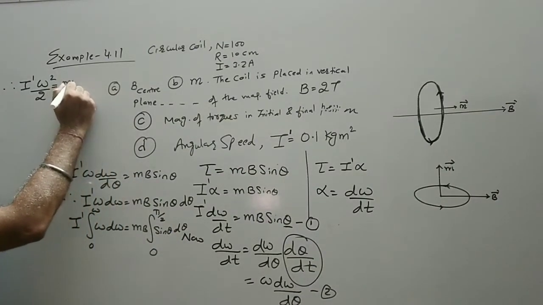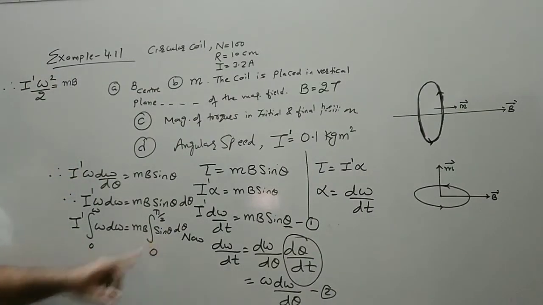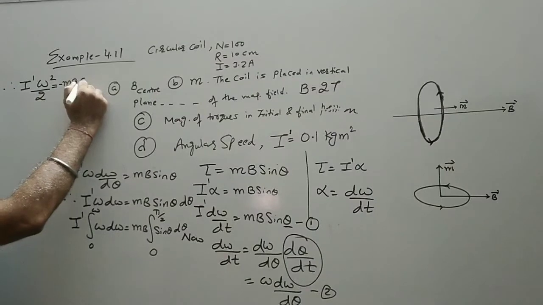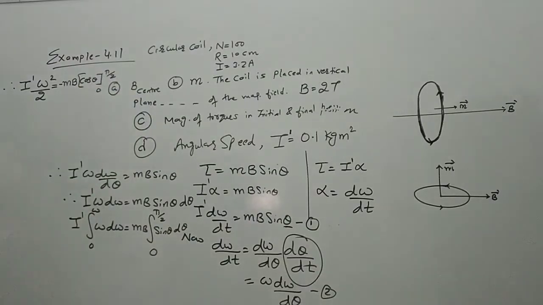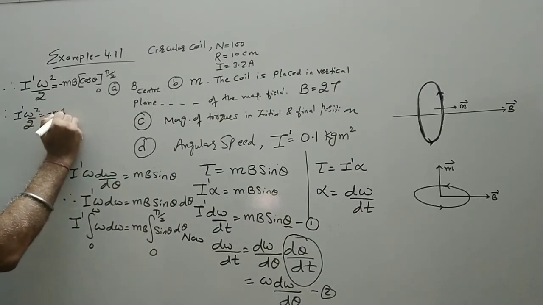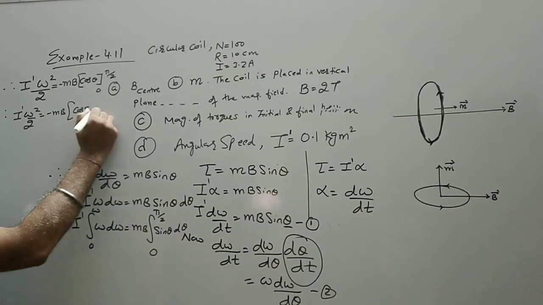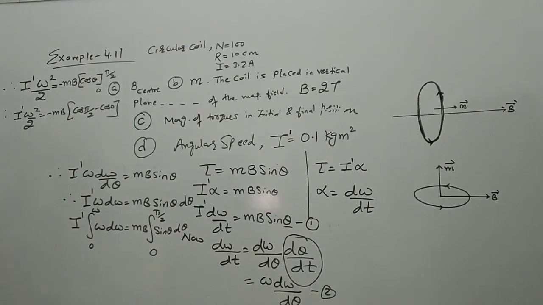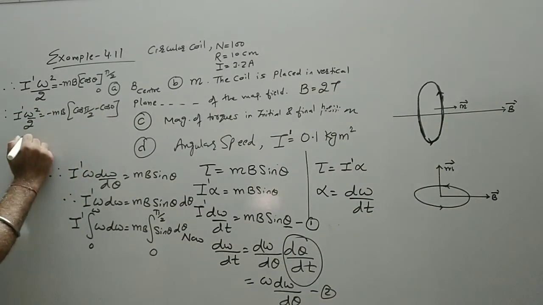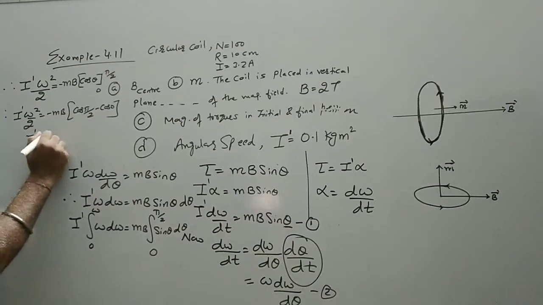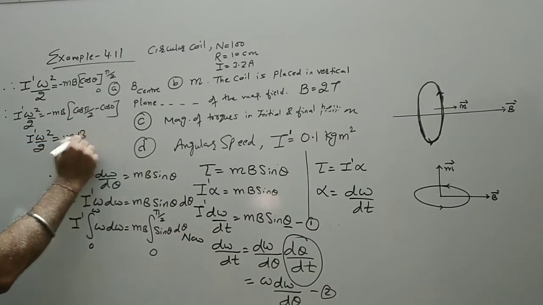So this can be written as mB. Now what is the integration of sin theta? Minus cos theta. So I take minus common, it becomes cos theta, and the limit becomes 0 to pi by 2. Therefore I' omega square by 2 is equal to minus mB, cos of pi by 2 minus cos of 0, that is final minus initial. So cos 90 is 0, cos 0 is 1, minus minus becomes plus. So I' omega square by 2 is equal to mB.